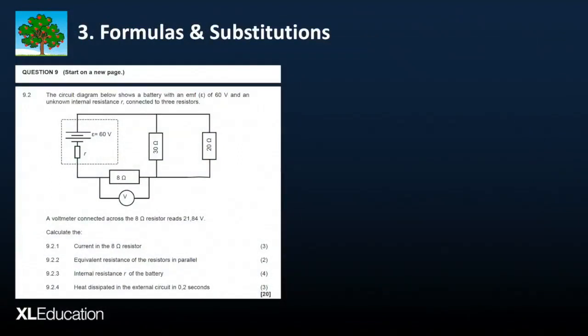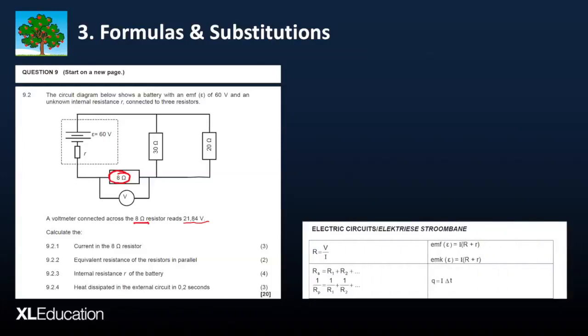Right. Current in the 8 ohm resistor. This is the 8 ohm resistor, and a voltmeter connected across the 8 ohm resistor reads 21.84 volts. Right. Let's have a look at our formula sheet. In 9.2.1 we are required to calculate our current, and this current is across an 8 ohm resistor with a voltage of 21.84. The resistor itself is 8 ohms. Let me make it an R like this.